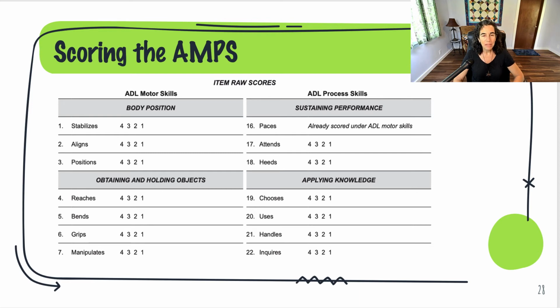And the areas that we would be looking for are, again, with these 2 tasks, right? So 2 tasks that they pick, we're looking for body position, and you should recognize this from the OTPF, right? Stabilizes, aligns positions. Sustaining performance, again, OTPF is recalled. Obtaining and holding objects, motor performance skills, and applying knowledge, so process skills, right? And in each of these items, we are looking at the 4-3-2-1 scale.